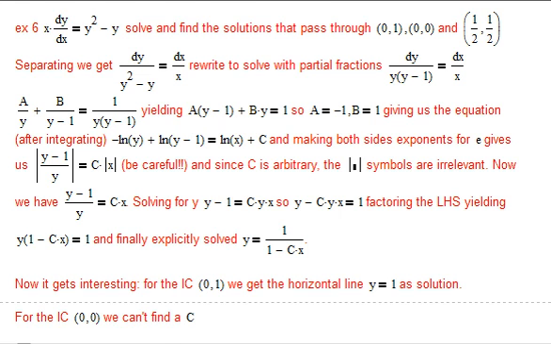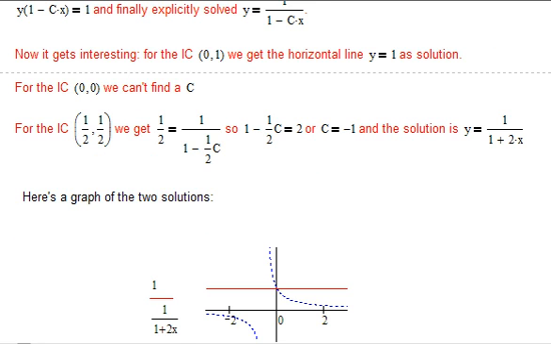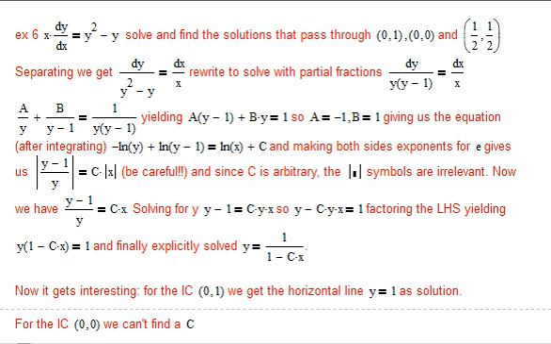So it looks like we've only got one more example in this lesson, and so I'd say we should go ahead and charge ahead with it. So x times dy dx equals y squared minus y. So what do you think about that?